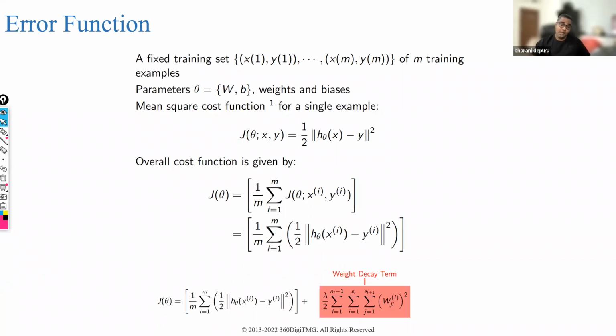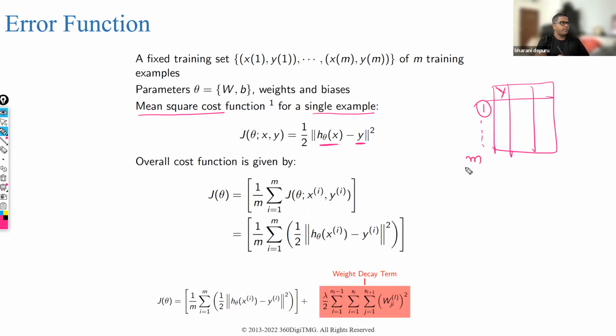Next, we have something called the error function. When you look at mean squared error, you have your predicted value minus the actual value, you square it, and you take an average of that. This is how you calculate it for a single observation. If you have m observations, then you divide by m.